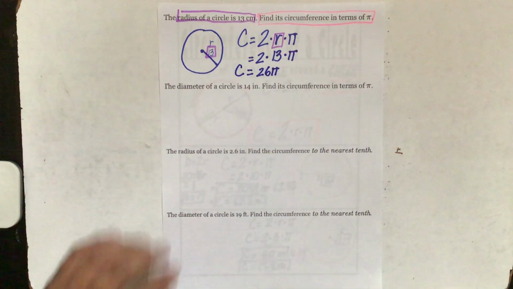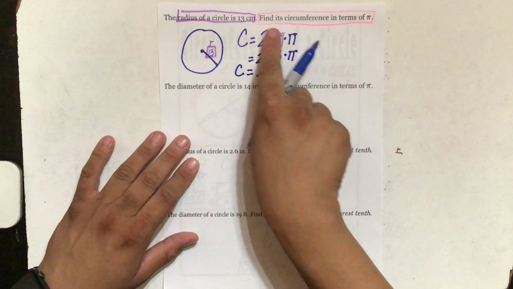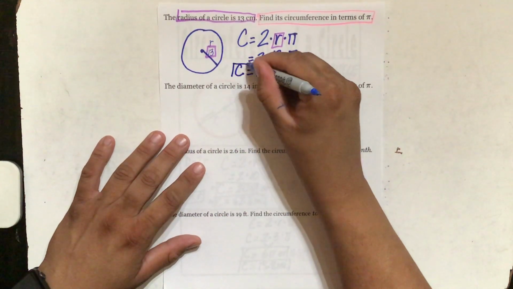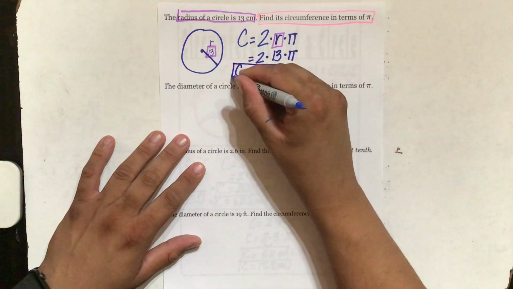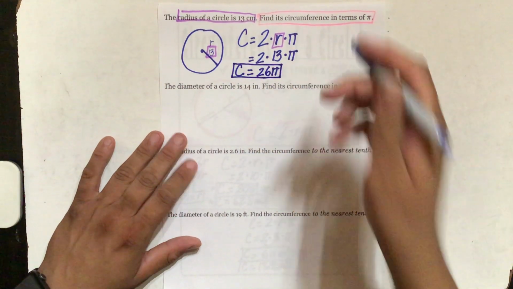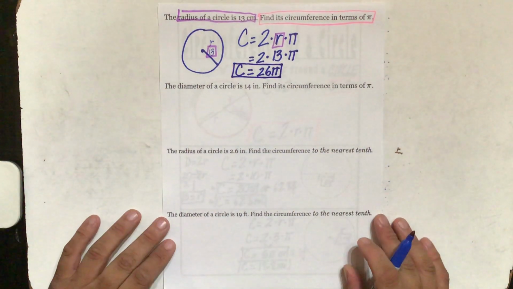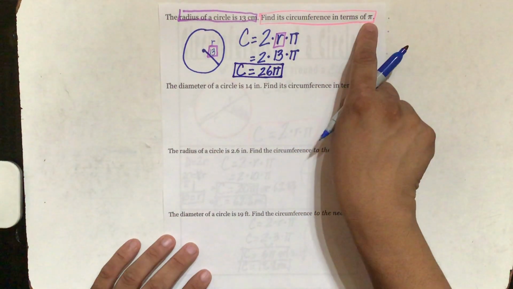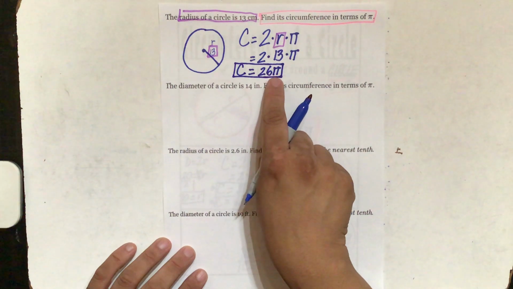Now in this case, look what it says here: in terms of pi. So they want me to leave the pi. I'm going to leave the pi right here. I'm not going to find the decimal because it doesn't say round to the nearest tenth. It says in terms of pi, so I'm going to leave pi.